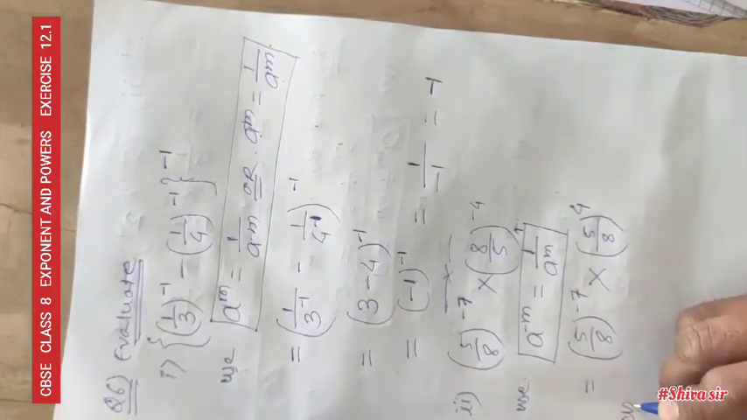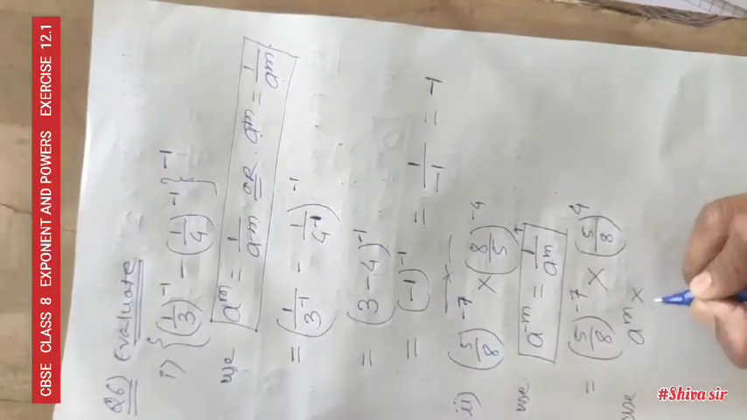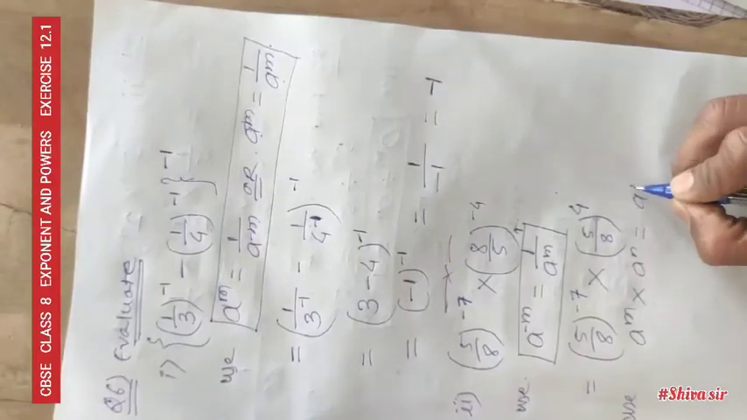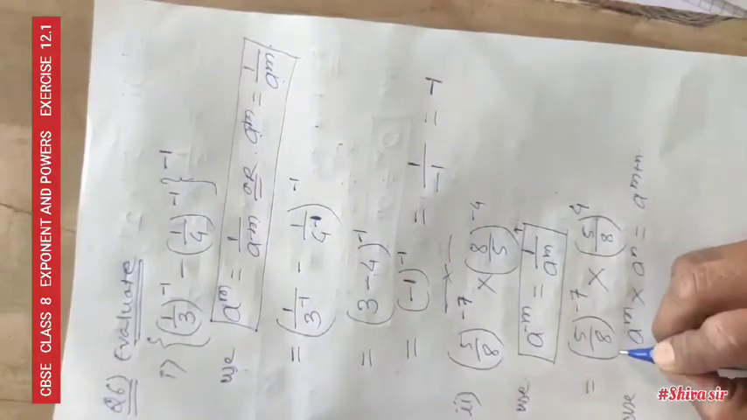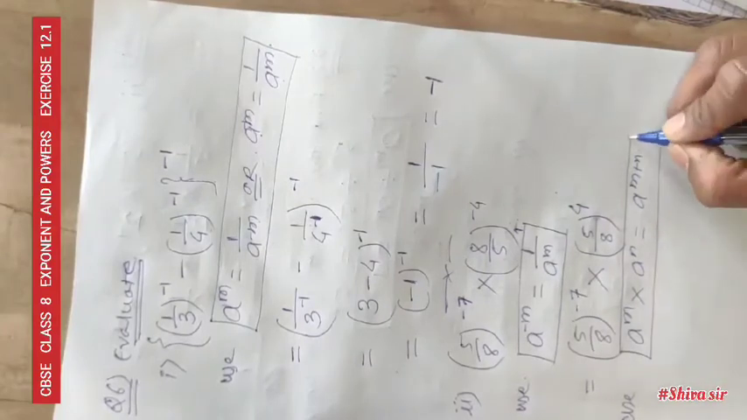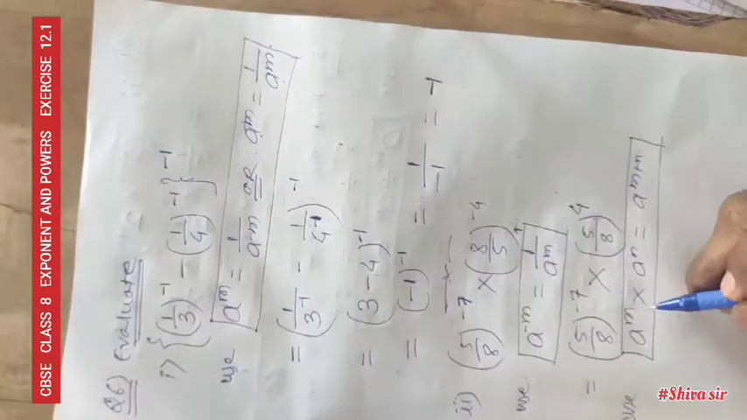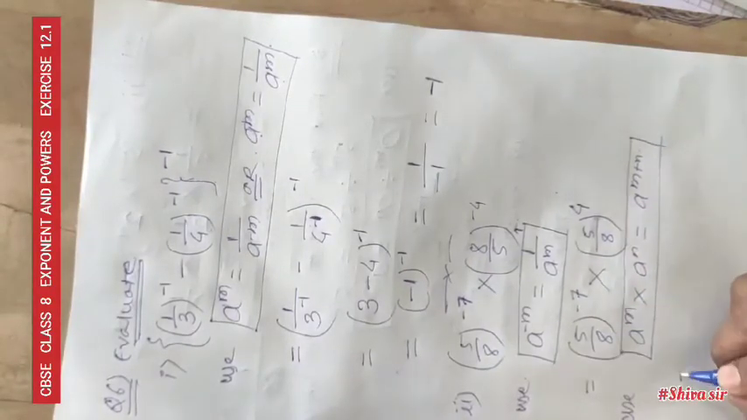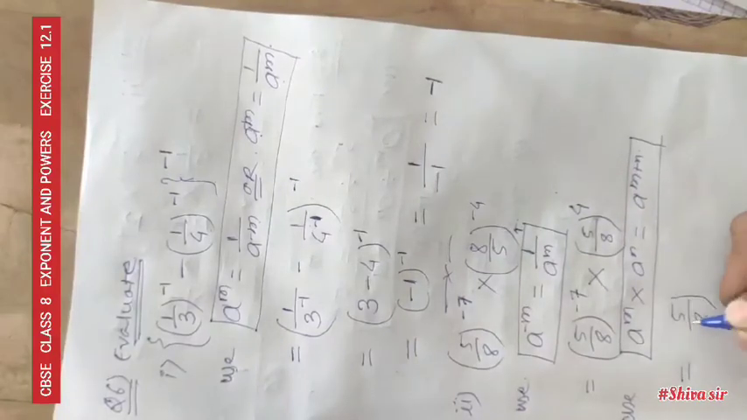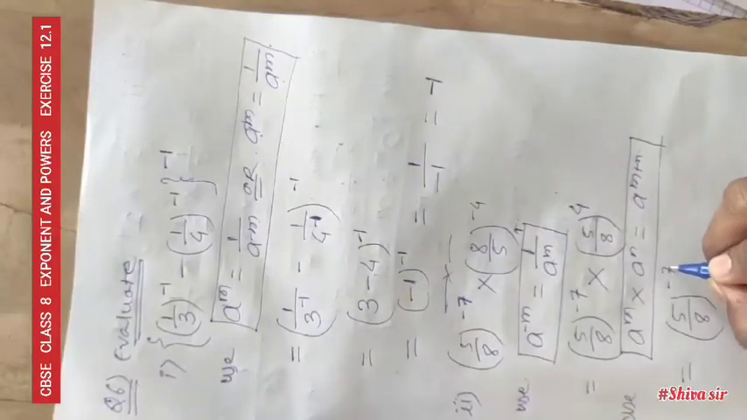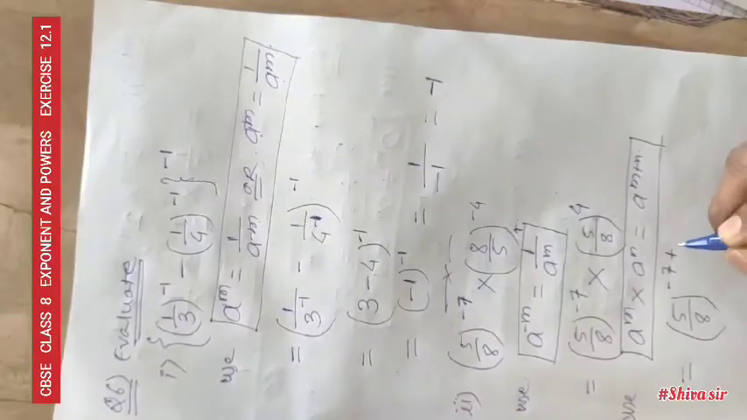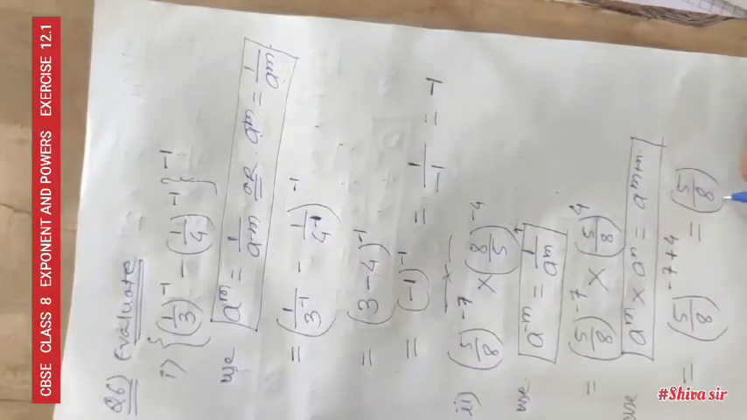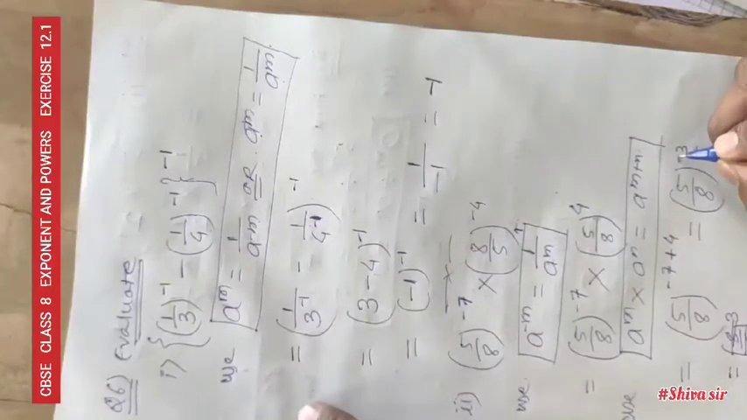Now using the formulation a raised to the power m into a raised to the power n is equal to a raised to the power m plus n. Here the value of a is the same, 5 upon 8. So using this formulation, what is the value of m? Minus 7, plus sign according to the formulation, and what is the value of n? 4. So here we get 5 upon 8 raised to the power minus 3, so the negative index is minus 3.